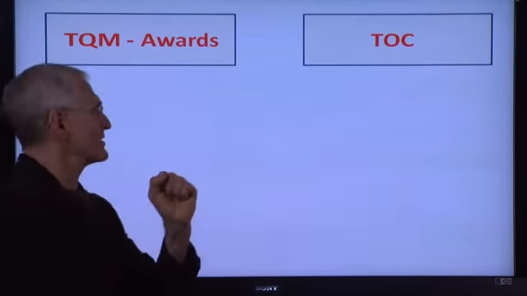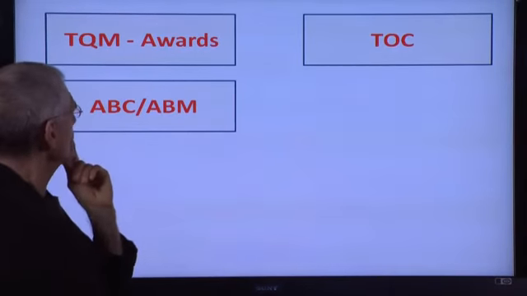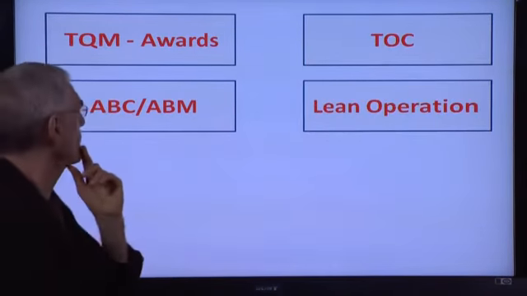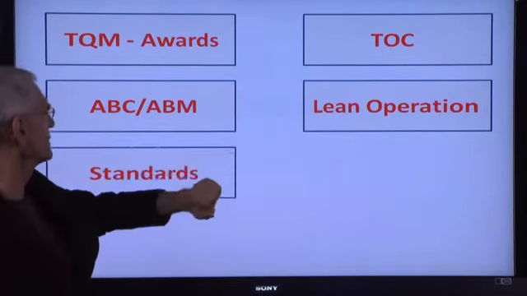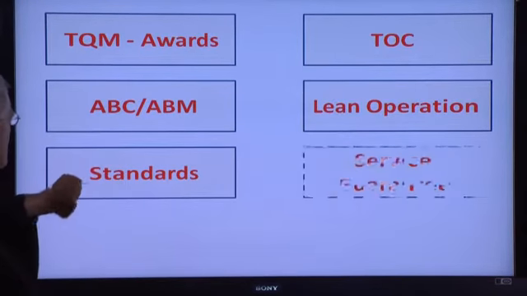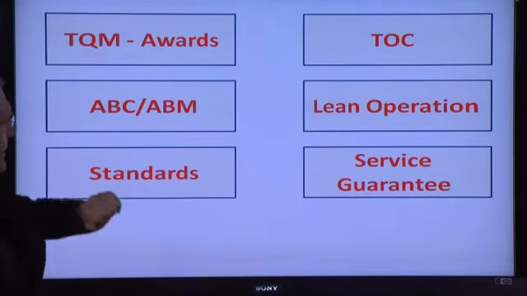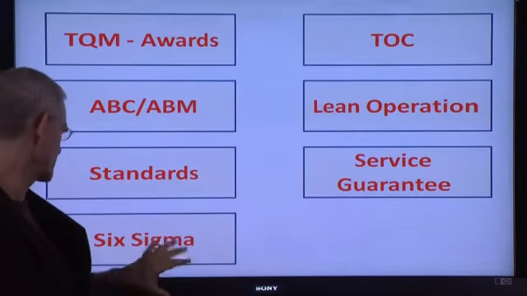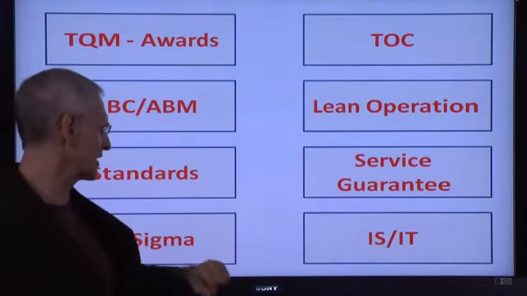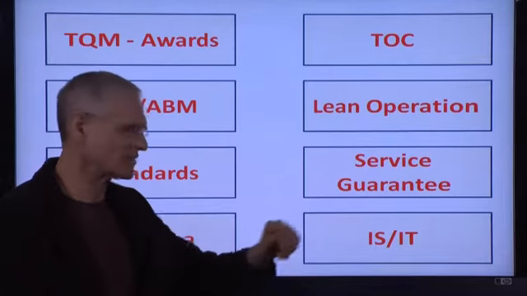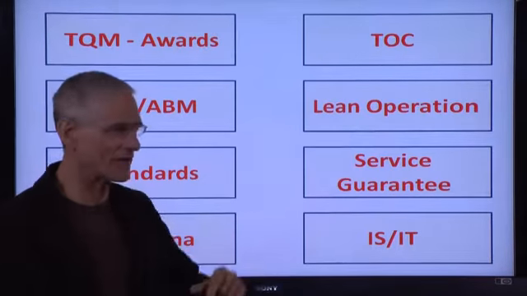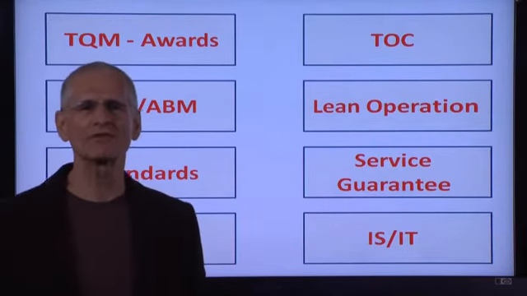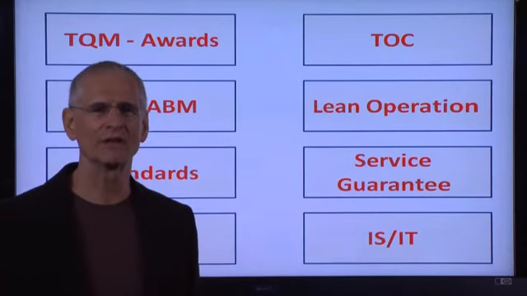There are many ways that organizations have developed over time, many philosophies and approaches: theory of constraint, lean, activity-based costing, total quality management, service standards, Six Sigma, Lean Six Sigma, information systems and technology, service guarantee. There are many philosophies. This is in chapter 11.